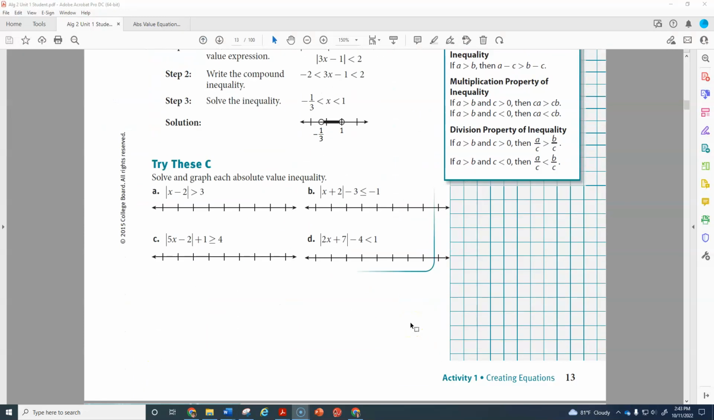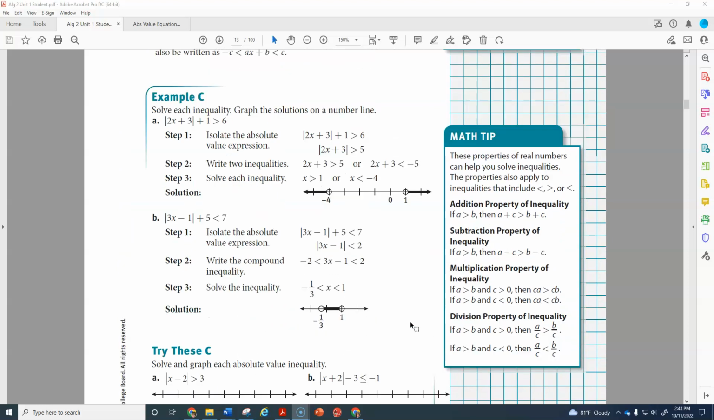We've moved to page 13. So what changes if you're dealing with an inequality rather than an equation? Not much. Notice the steps still say isolate. Step number 2, split them. It says write 2. I say split. Step number 3 right here says solve. Our graph is going to look different, okay?